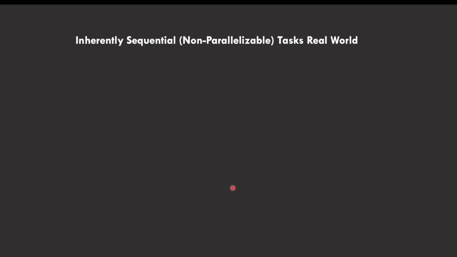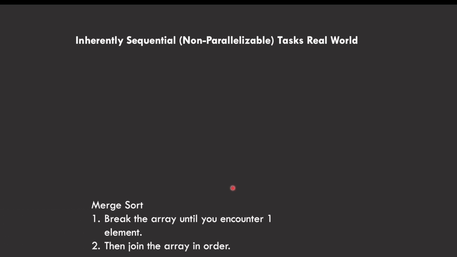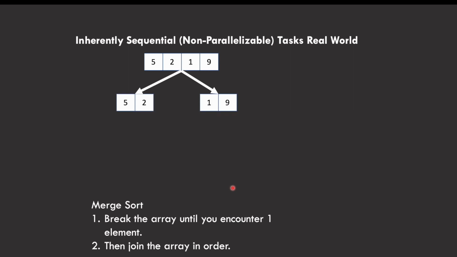Let's look at another one. Another one would be merge sort. So in merge sort, what we do is we have an unsorted array. We break the array until we encounter a single element, and then we join the array in order. Let's look at how that happens. We have an unordered array. So we break it down into two halves. There are still 2 elements in each half. So we further break it down, and finally we get single element arrays, right?